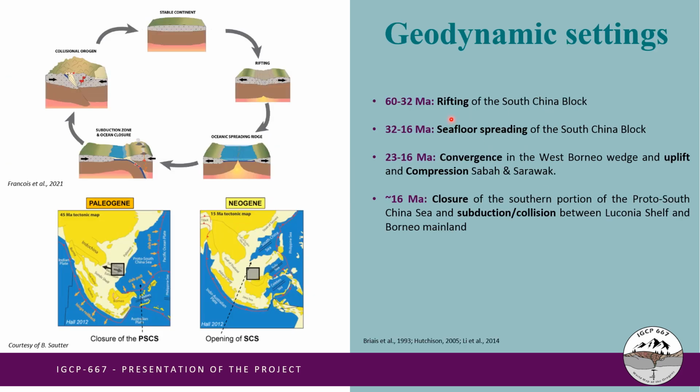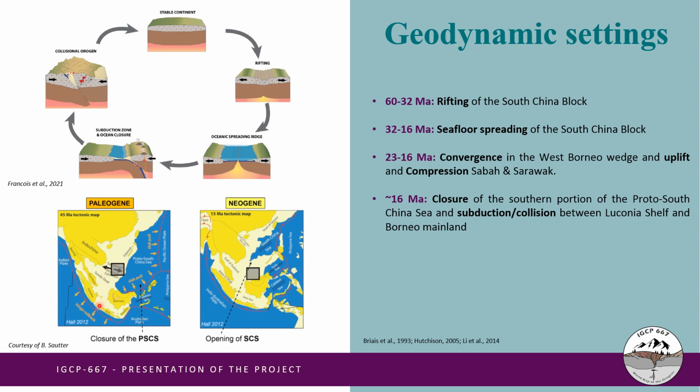Before we go further, let's see what is the geodynamic setting of Luconia block. The Luconia block went through the extension of the South China block from 60 to 32 million years ago. This is where the rifting of the South China block, which includes Luconia, Dangerous Grounds, and the surrounding area. It was then drifted to the southern part.